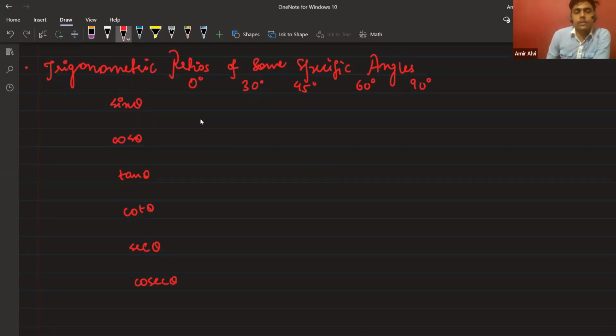So first of all, sine 0 degree is 0. Basically, we are specifically finding the value at an angle. Like at 0 degree, what is the value of sine? Sine 0 is what? And sine 30 is what? We are basically finding the standard values at some given angles. In 10th standard, you will be dealing with these angles: 0, 30, 45, 60, and 90.